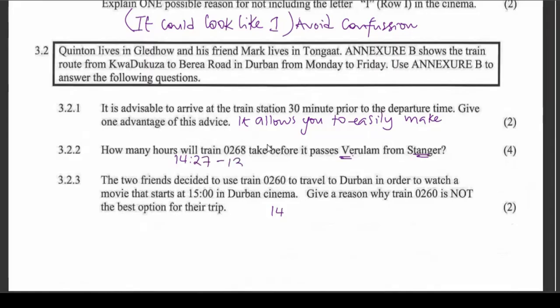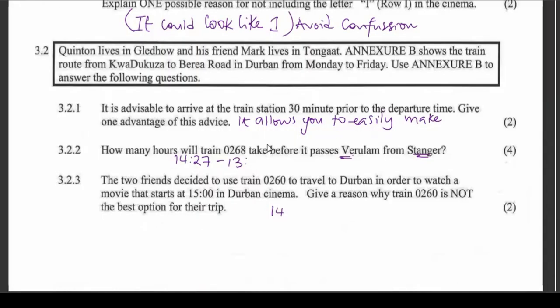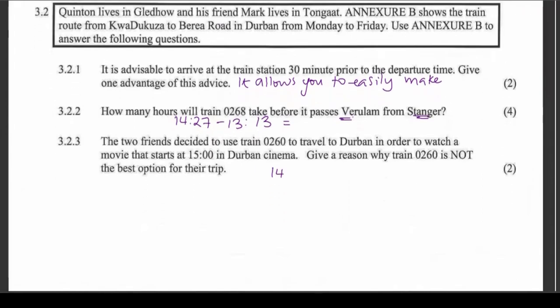So it's 14:27 minus 13:13. The easiest way is to use a calculator, but before we use a calculator, let's first see how we could do this. So we would say 27 minus 13, 13. So this is 14, 1. Then here we have 1. So it would be 1 hour, 14.